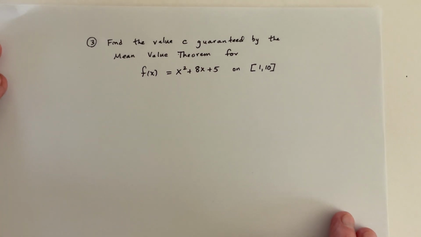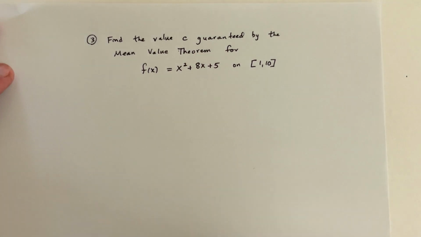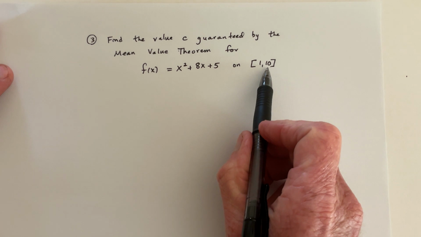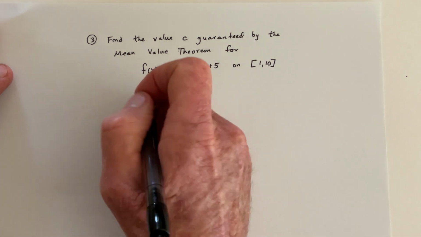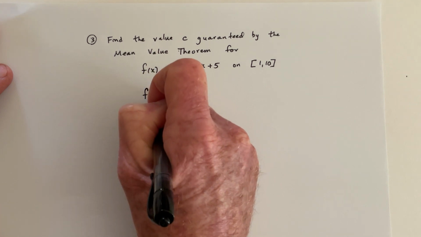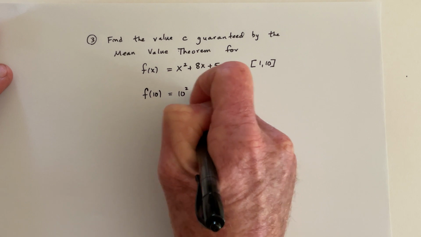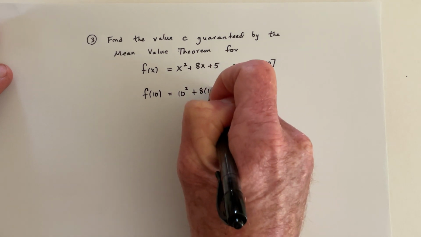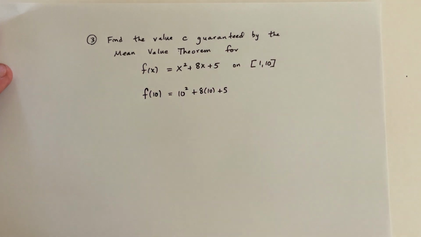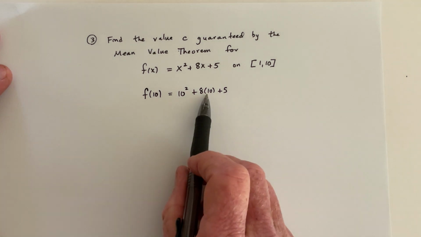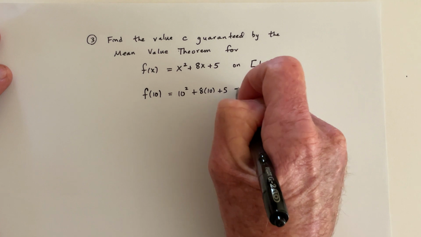Next up, what about the mean value theorem? So for the mean value theorem, you first of all substitute these numbers into the function, find out the y values. So f of 10 equals 10 squared plus 8 times 10 plus 5. How much is that? 185.